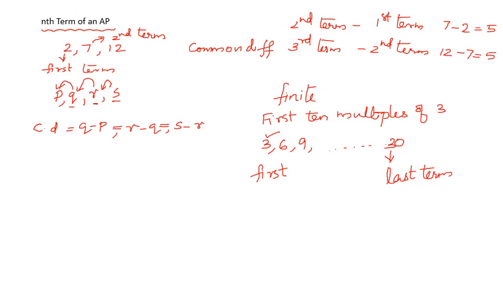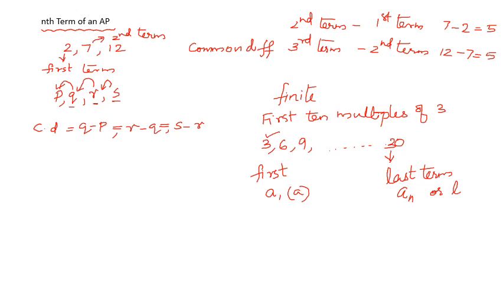Now the first term, we write as A1 or simply as A. And the last term we can write as AN. This is the nth term, AN, the last term, or we write it as L. L means it is the last term.